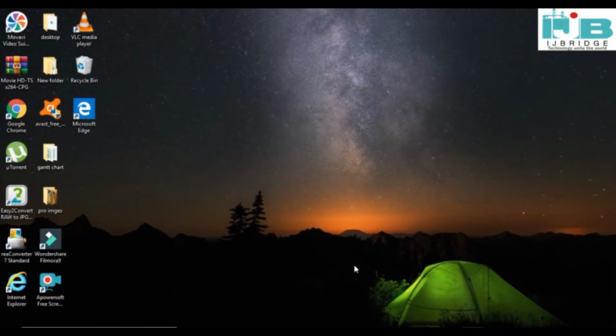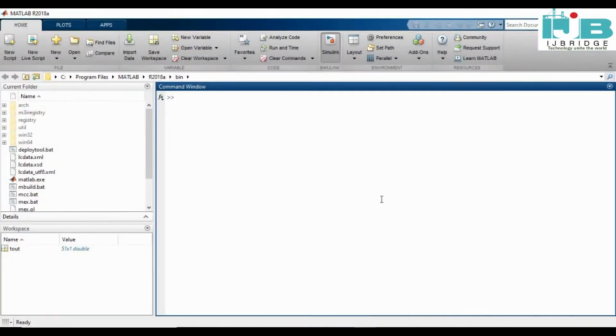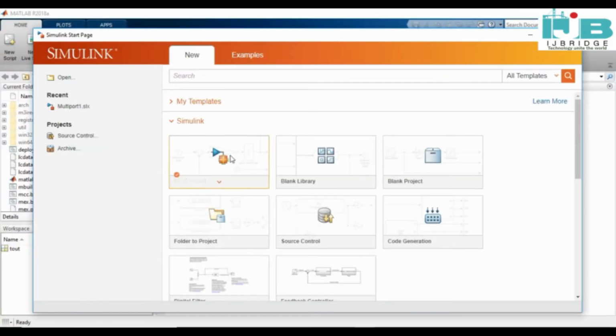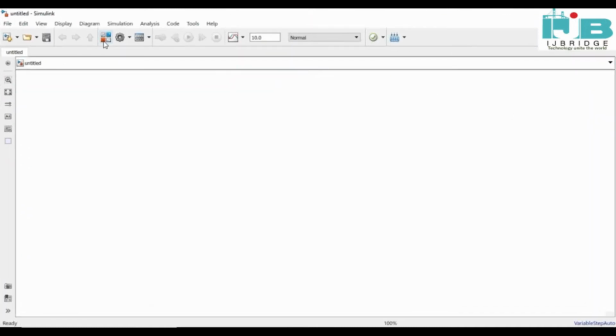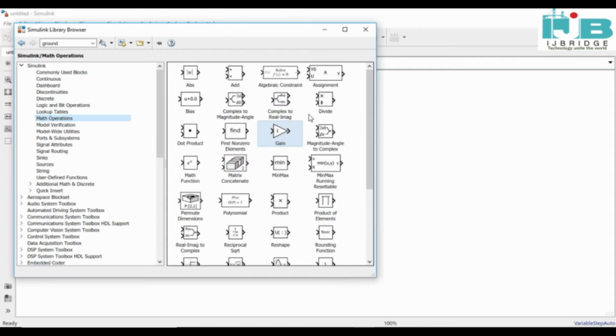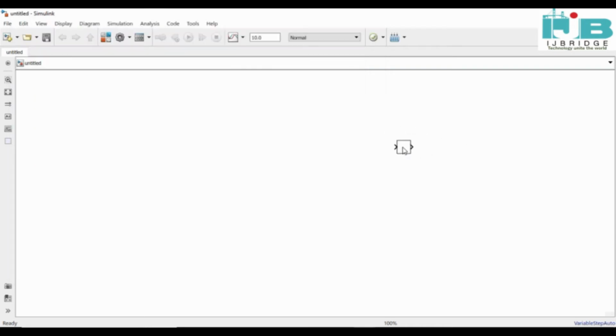Hello everyone, today we are going to learn how to use the absolute value block, which is also called ABS in Simulink. The block is known by the name ABS, and the mathematical expression of absolute value that we know is implemented in the block. It is present in the Simulink library browser under Math Operations as the first block, ABS. ABS signifies the absolute value.